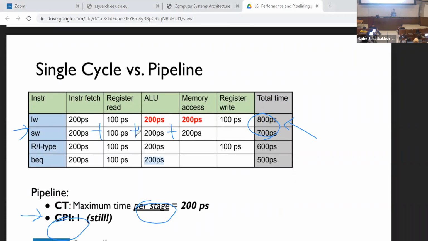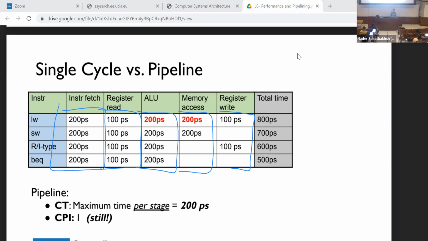Now if you look at the pipeline design, first of all, your CT would be the max among these stages. You see that your instruction fetch takes 200, register read takes 100, ALU and memory take 200, and register write takes 100. So if you look at the max, these 3 determine what your clock cycle would be. In this case, the clock cycle would be 200 picoseconds, which is the max of these 3, right?